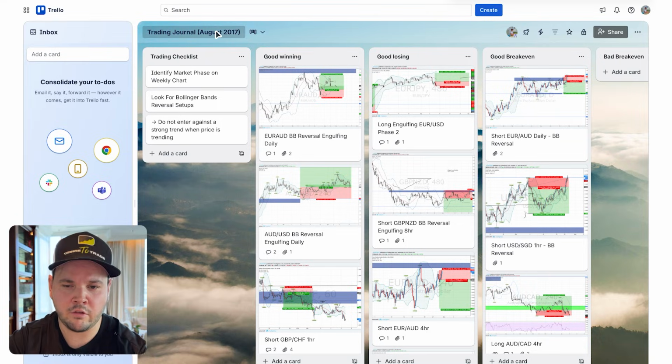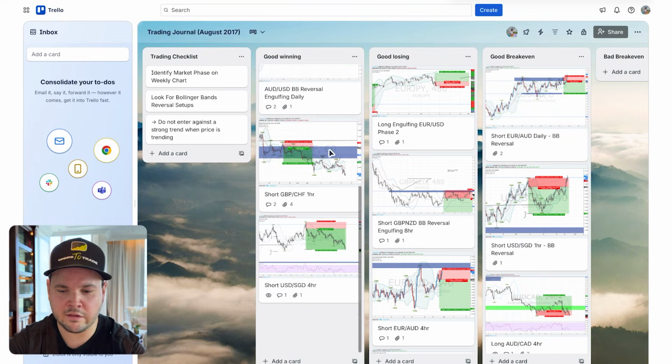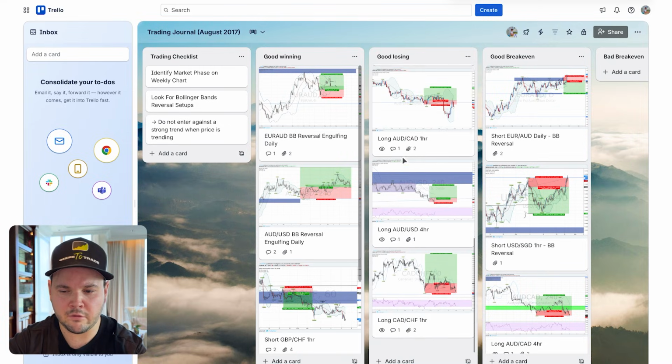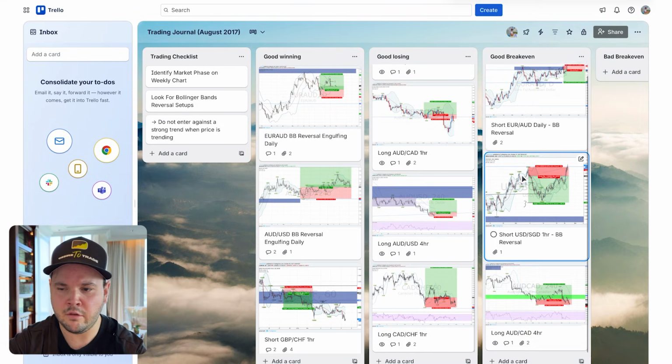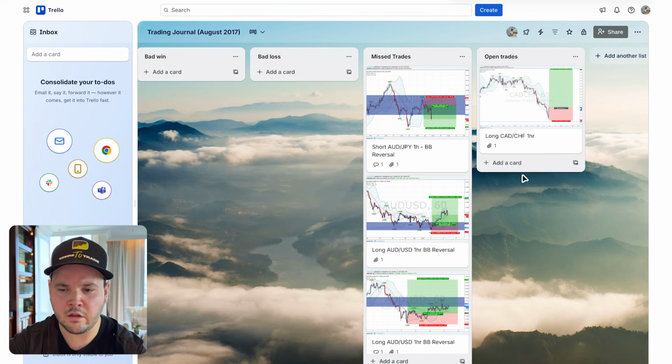Over the years, I've had many of these journals. This is one all the way back in 2017. You can see here, August 2017. And here's where I had, I think, a lot of trades. So quite a bit of losing also, quite a bit of break even. And not so many bad break even, but a lot of missed trades.